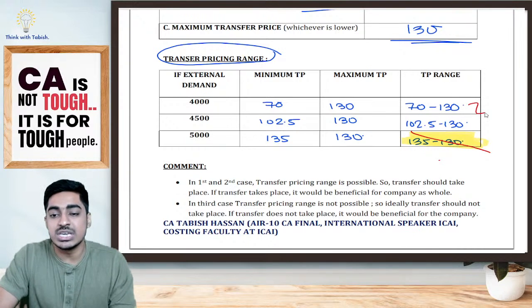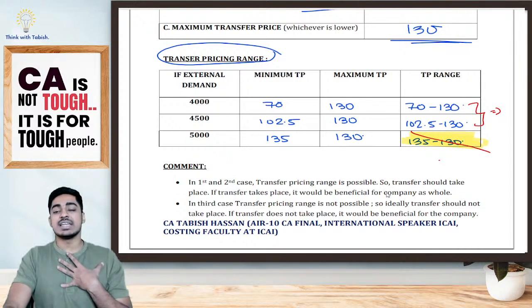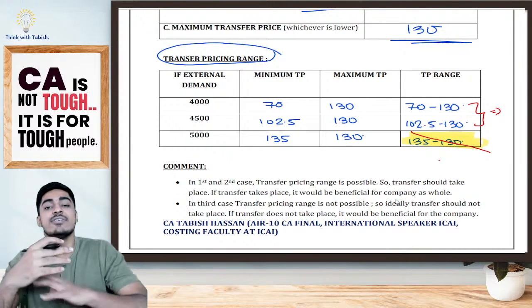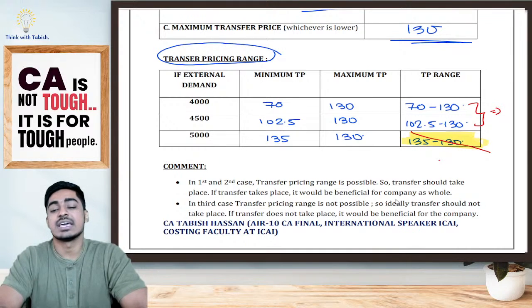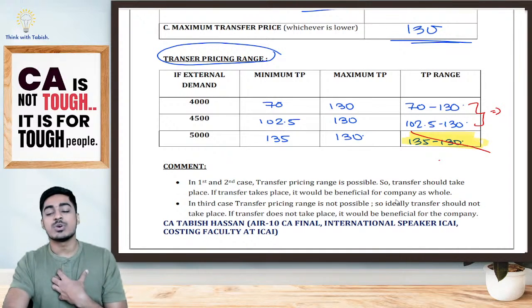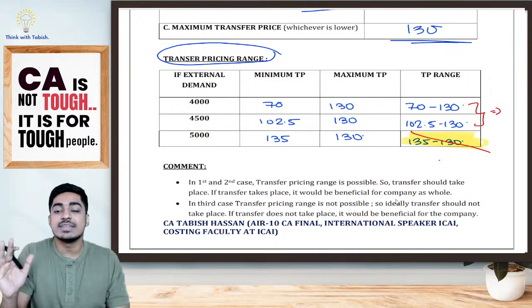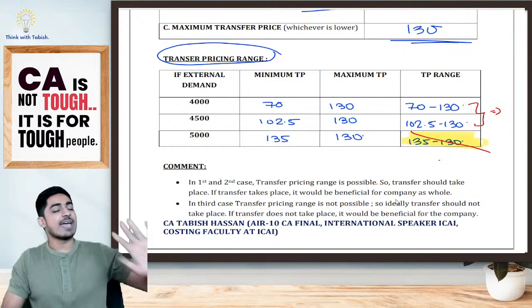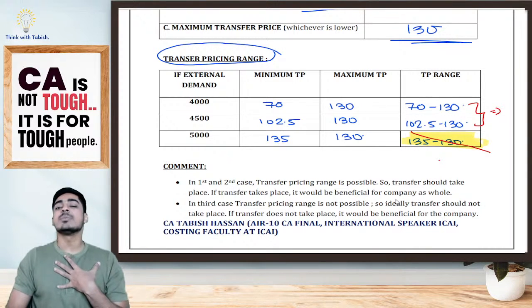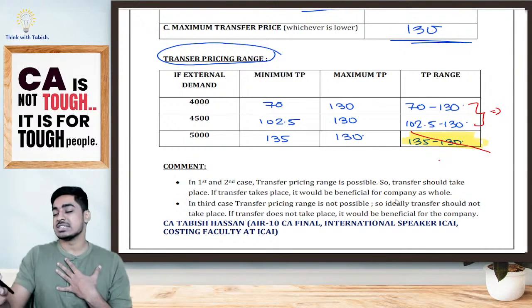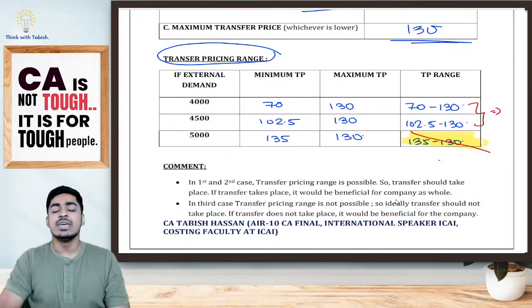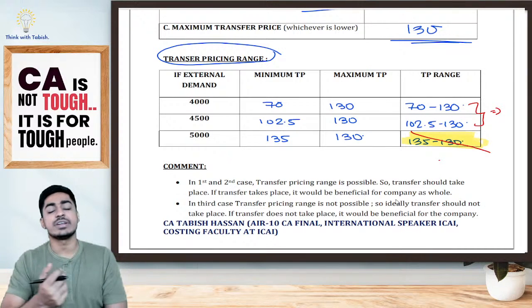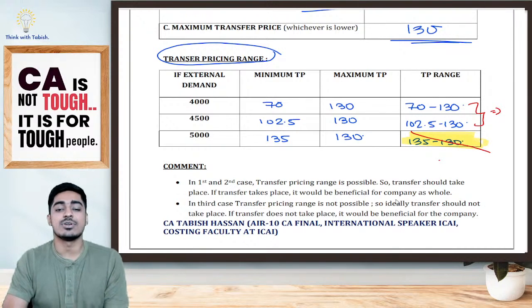In the first two cases, transfer can happen. Transferor is telling, yes, I want at least 70. Transferee is telling maximum I can pay 130. So in between that, they will negotiate and arrive at a transfer price. Second case, transferor is telling minimum I want 102.5. Transferee is telling maximum I can pay 130. In between that, they'll negotiate and arrive at a transfer price. But third case, transferor is telling I have full demand, so I'm selling at 135. Minimum I want 135. Transferee is telling yes, I get it from outside at 130, so more than 130, I will not pay even a single paisa extra. So how will they arrive at a transfer price? They will not arrive at a transfer price. So in the third case, transfer will not be possible.